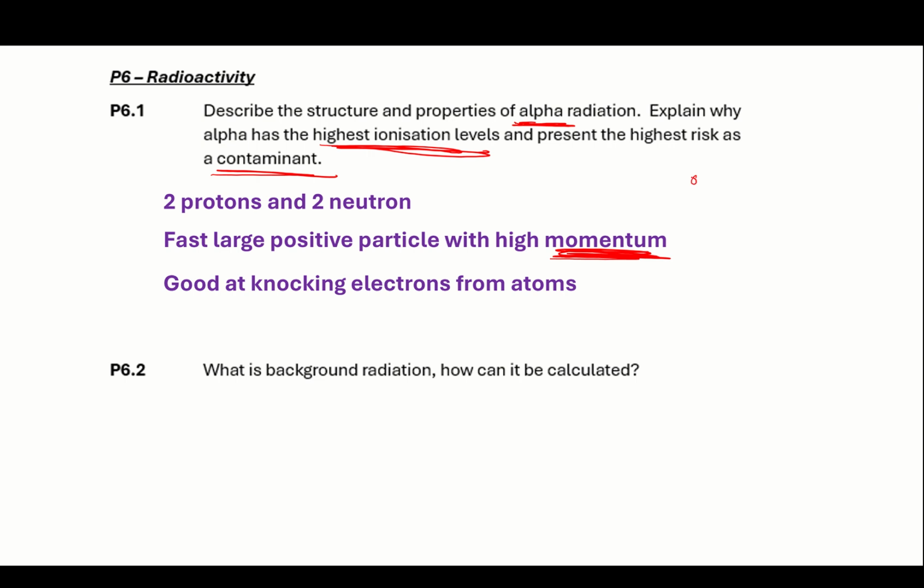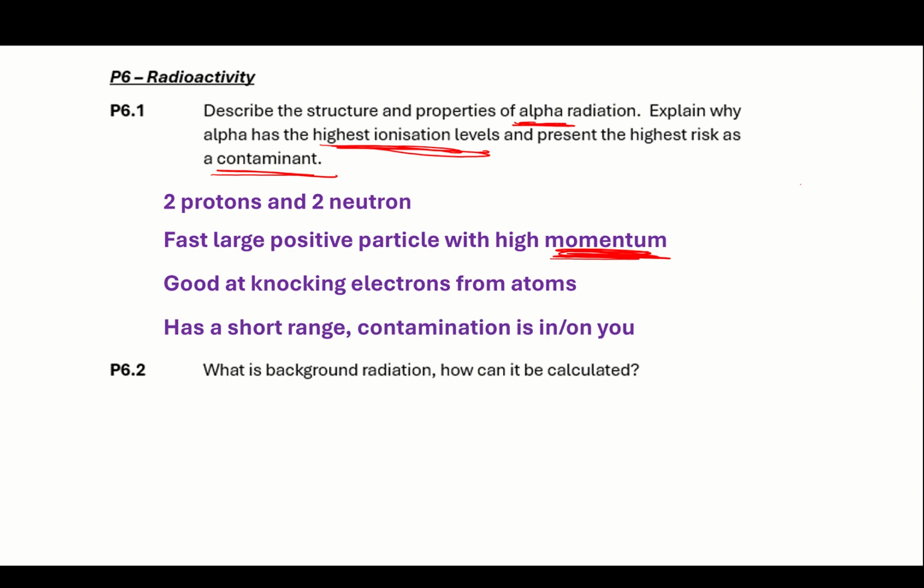So you can imagine if we've got a small, tiny particle, its chance of hitting something is low. If I want to hit that X there, this has got to be perfectly lined up. Well, this thing's got loads of chances because it's big. Alpha particles are big positive particles with lots of momentum.